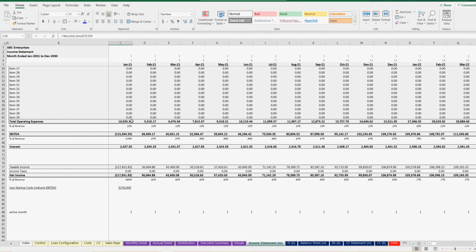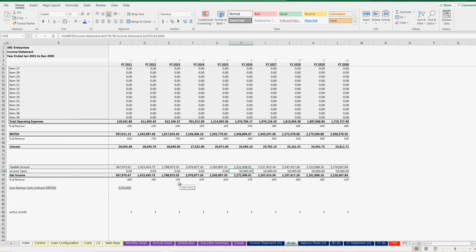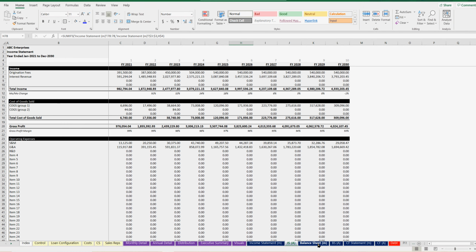And then you've got EBITDA, interest, taxable income, taxes, net income. And then startup costs in this case are just all included in EBITDA, just for the purpose of making sure the cash flow statement matches the actual cash flow that's happening, because there's no year 0 in this. It's just month 1 is January 1, and it goes forward from there. Income statement annual. Same deal, just on an annual basis.